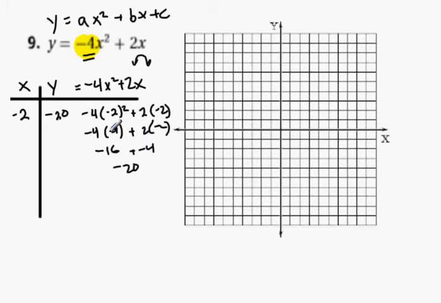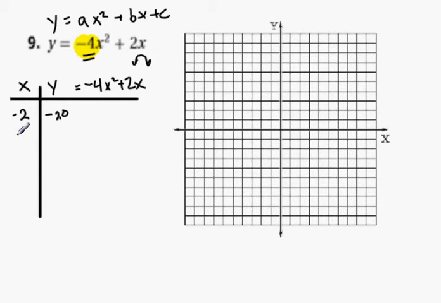Alright? So let's do the same thing for another value. Let's go to negative 1. So let's erase this right here. And we'll do the same thing for negative 1. So here's negative 1. And again, I'm going to replace x with negative 1. So I go negative 4, negative 1 squared, plus 2 times negative 1.